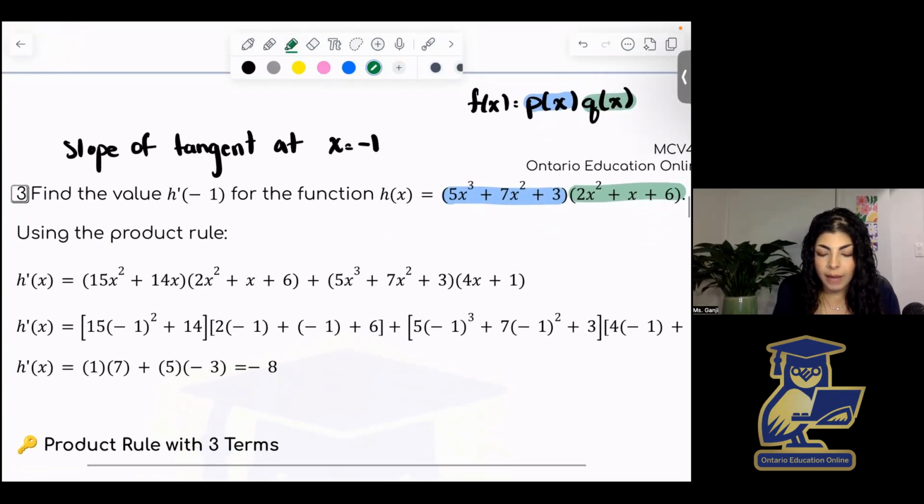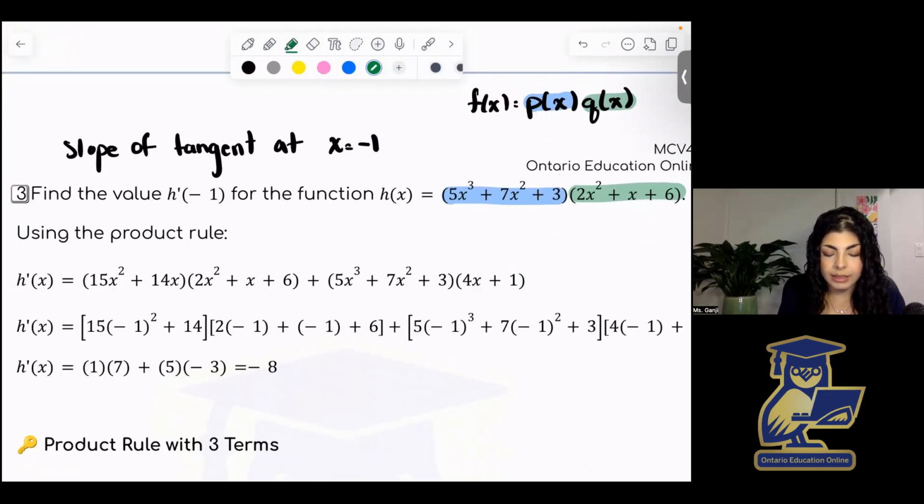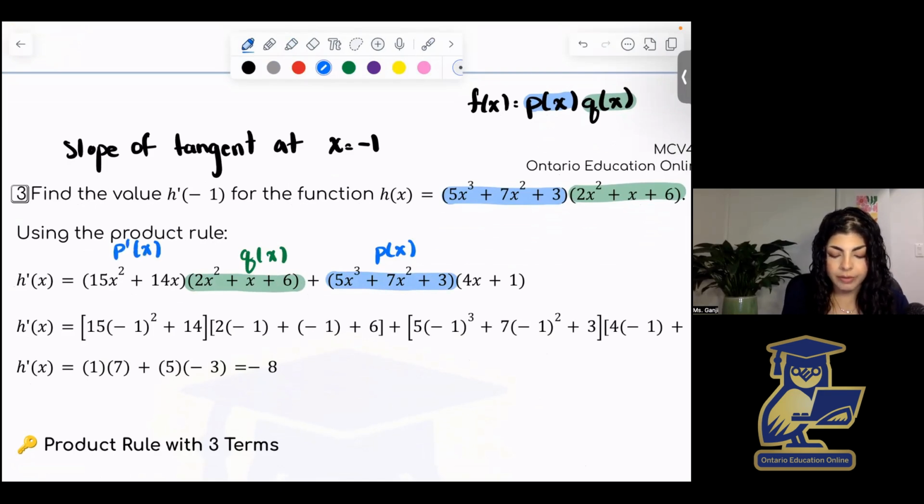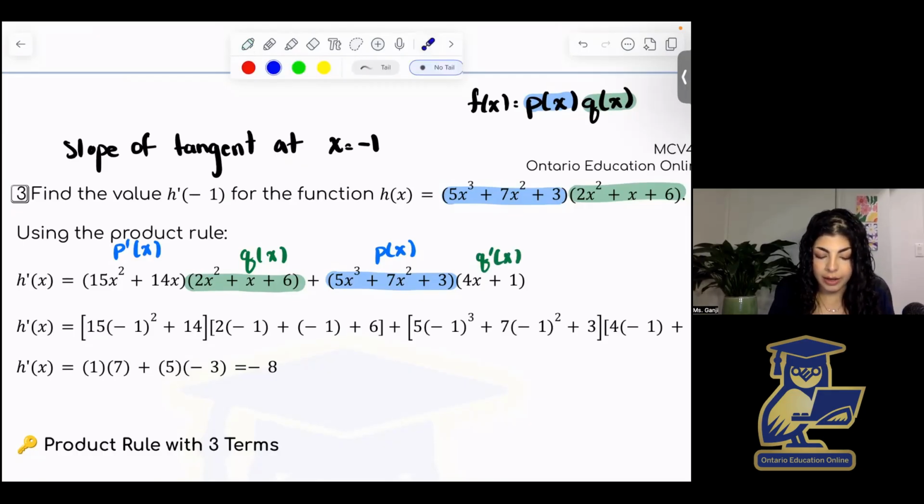So first, as a rule, I'm just going to always set up your derivative. So here we have q of x and p of x. So then this one is going to be the derivative of p, and the derivative of q. And we can now check.